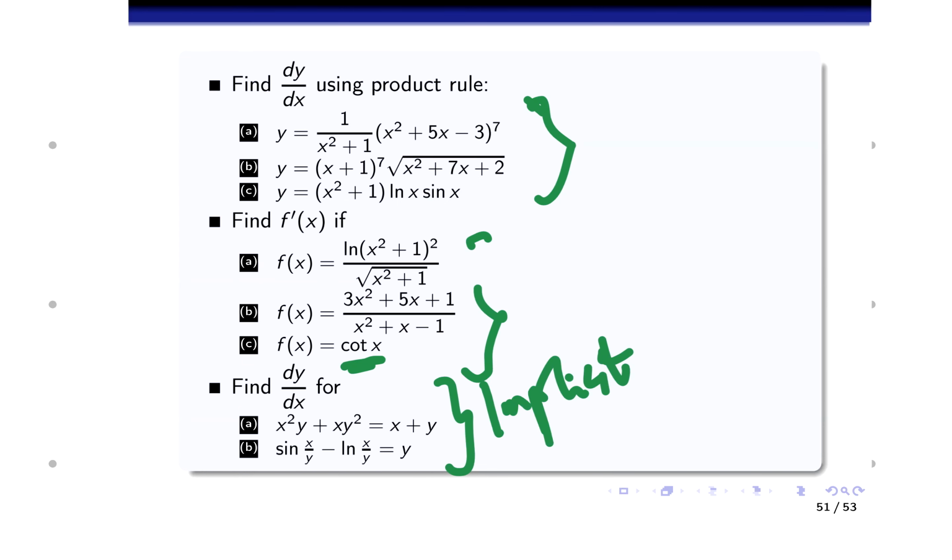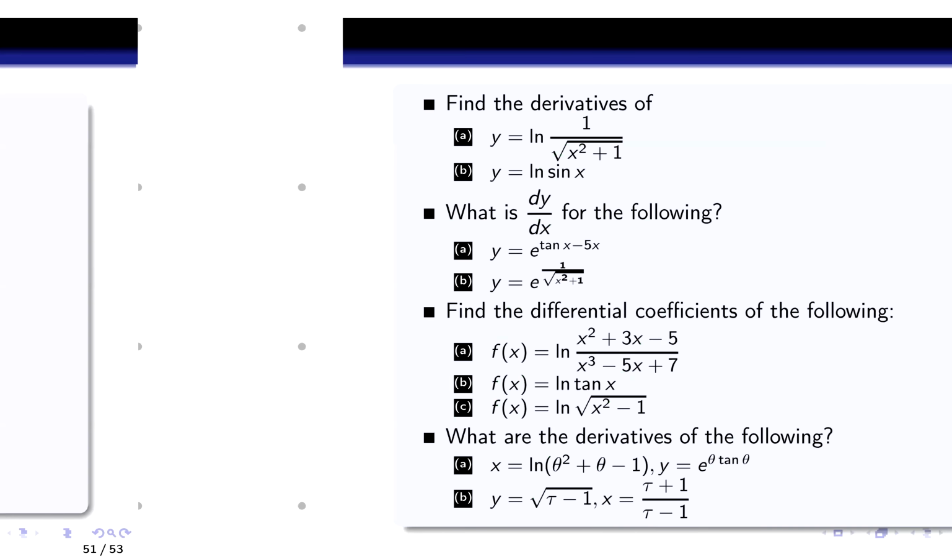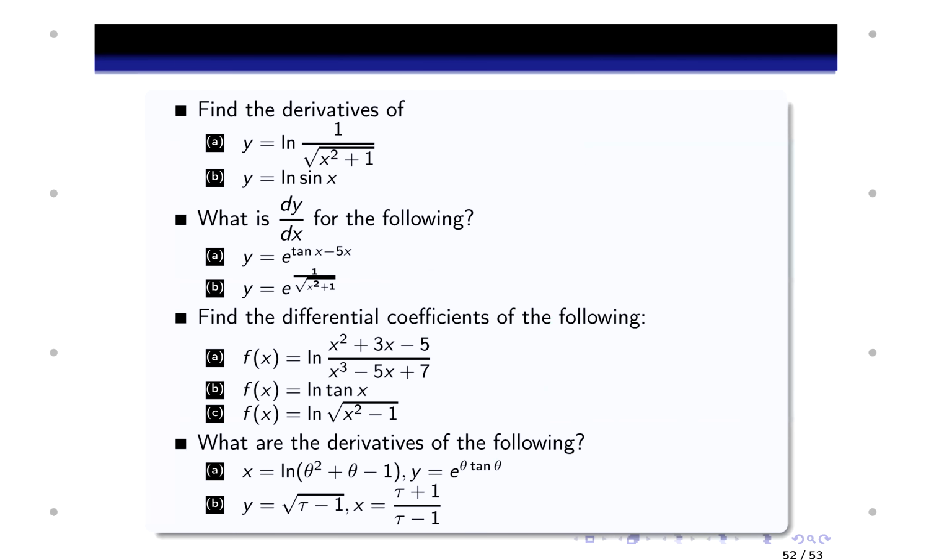And then you also have all these other ones. You have find the derivatives. That's logarithmic functions. Now find the derivatives of 1 over root x squared plus 1. Then y equals ln sine x. Then what is dy/dx for the following? So you also have some exponential functions here, and you need to find the differential coefficients of the following. Finding differential coefficients is still looking for dy/dx. So these are logarithmic expressions. And then you have these ones, parametric expressions.